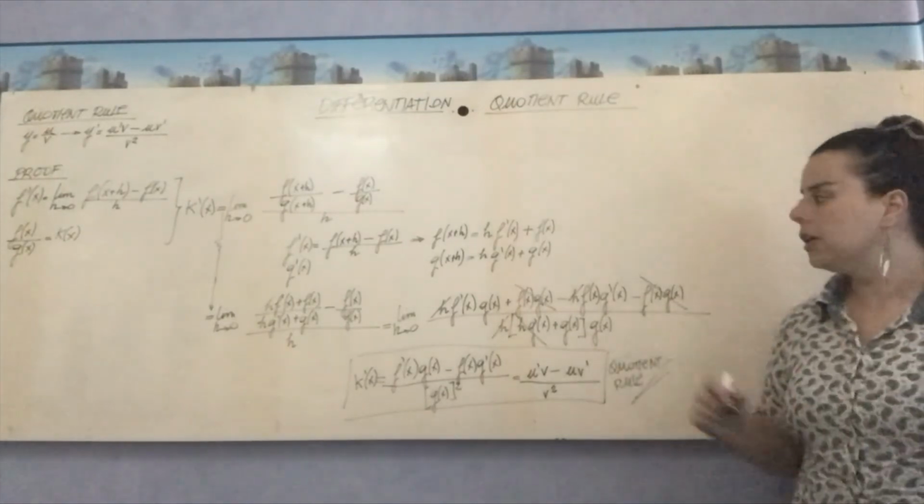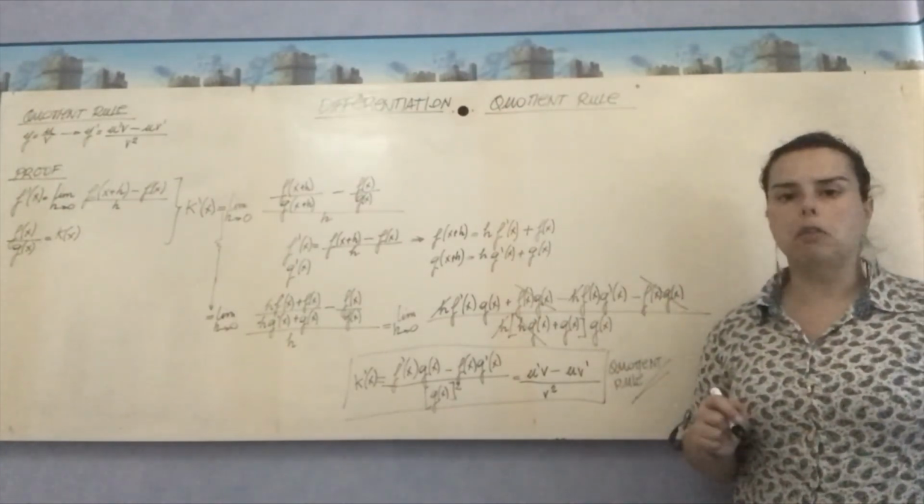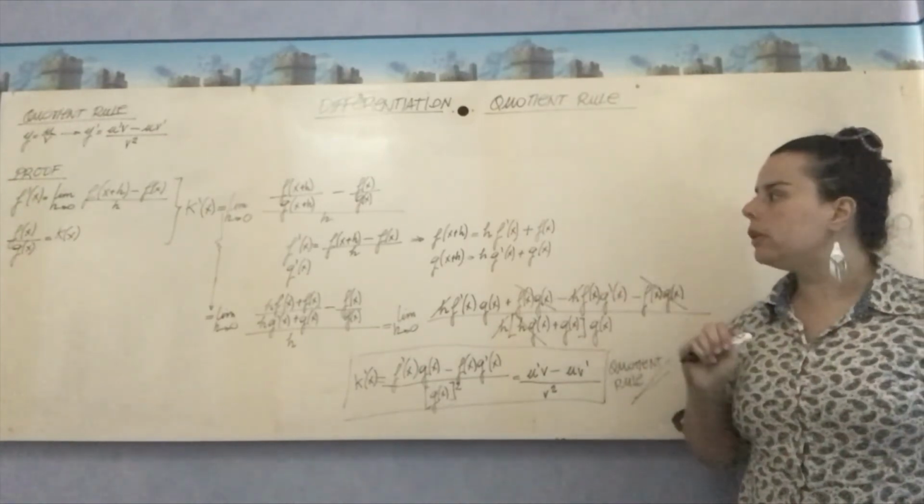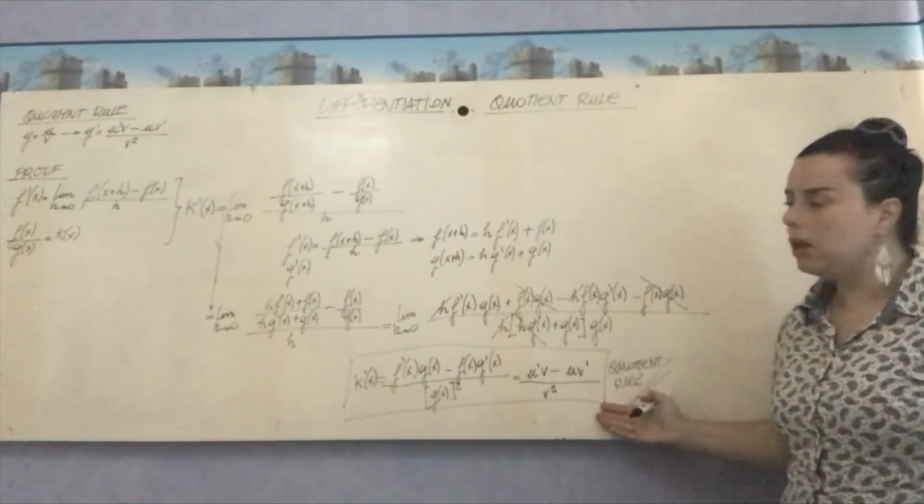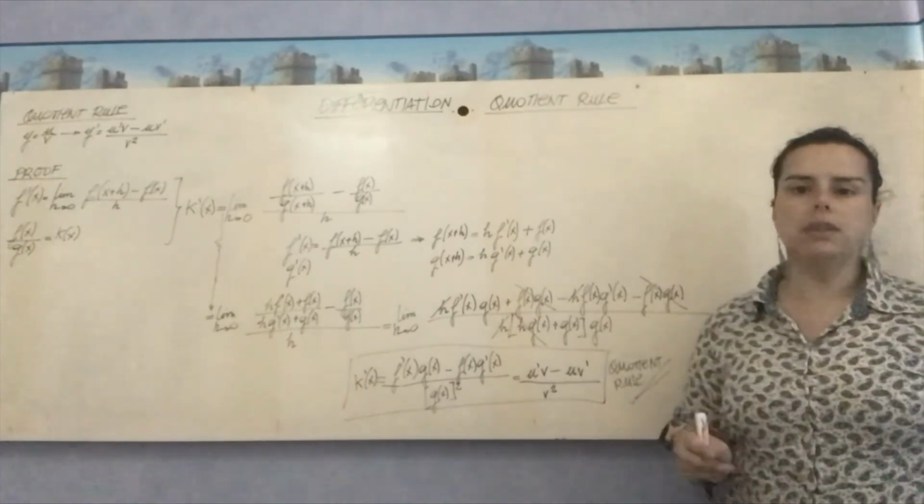Once again, you don't have to believe me, you can believe the whiteboard because the numbers don't lie. I've got my proof, and then every time I've got a quotient, I can use it.